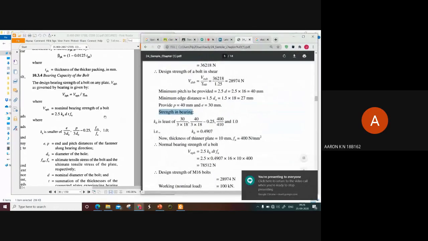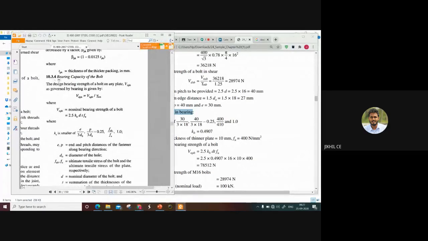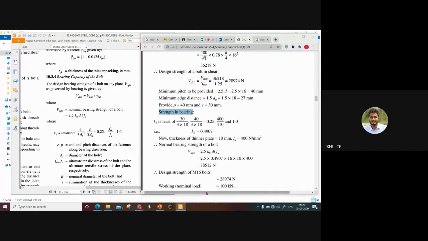Yes, so next we are supposed to find the bearing capacity of the bolt. You can see the corresponding clause on the left side, 10.3.4, bearing capacity of the bolt. We went through this equation, but not in detail. So VdPb is equal to VNPb by gamma MB. We have to find the VNPb, which is equal to 2.5 into Kb into d into t into fu. So we'll see the problem.